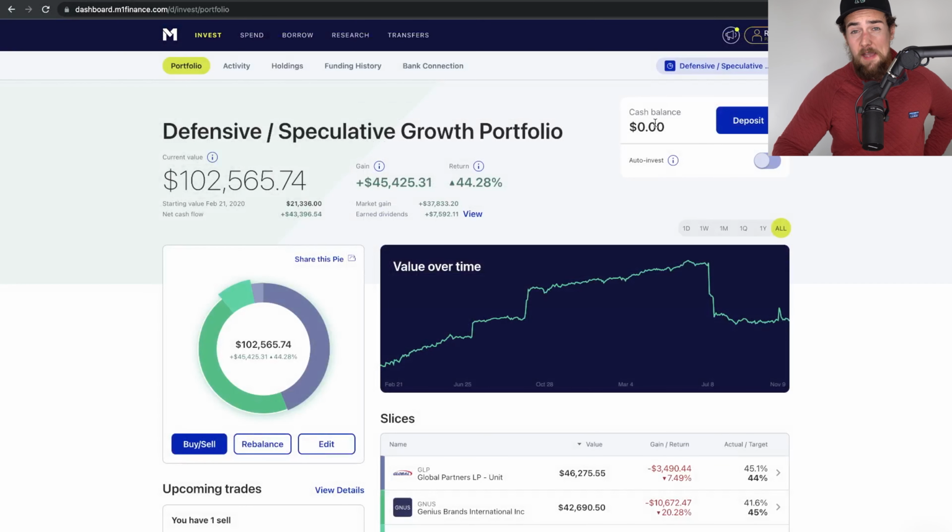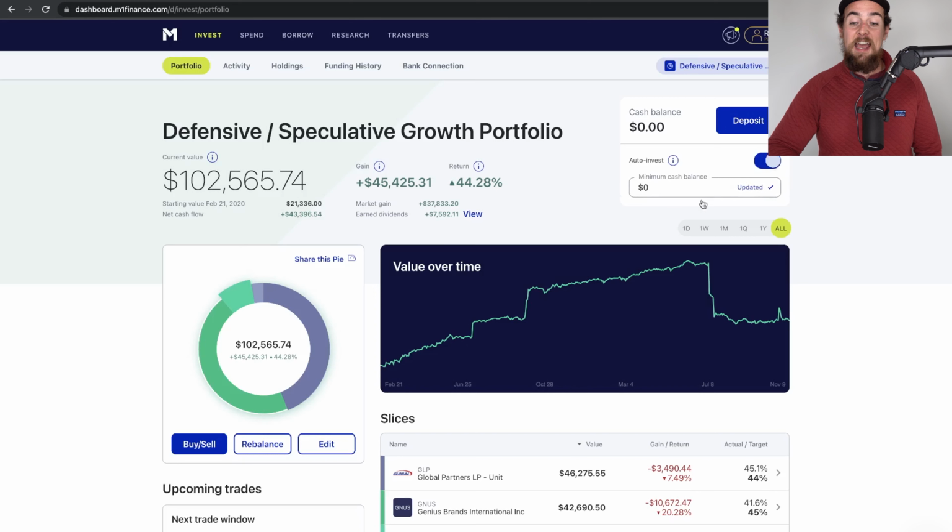Also, I have auto invest turned off right now just because I'm actually taking my dividends and paying that back towards my M1 Borrow. But if you wanted to automatically reinvest your cash balance and rebalance your portfolio every time it hit $25 or more, you would simply turn this on and set your minimum cash balance. I think by default it is $25, but you can set it to zero, and that would mean that every time new money is added in the form of dividends, etc., it's rebalanced and invested across the portfolio.